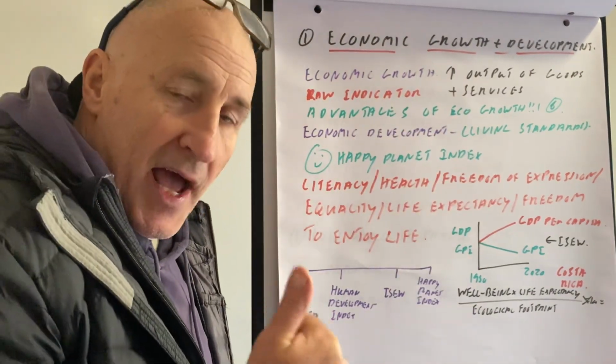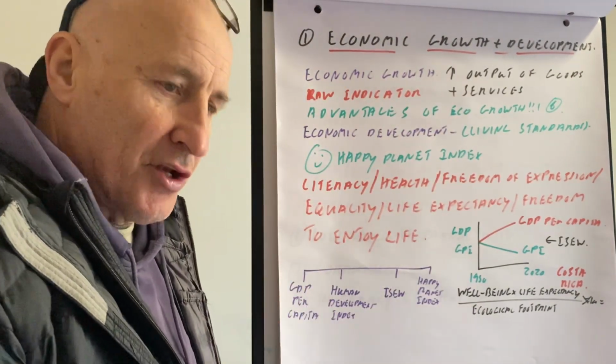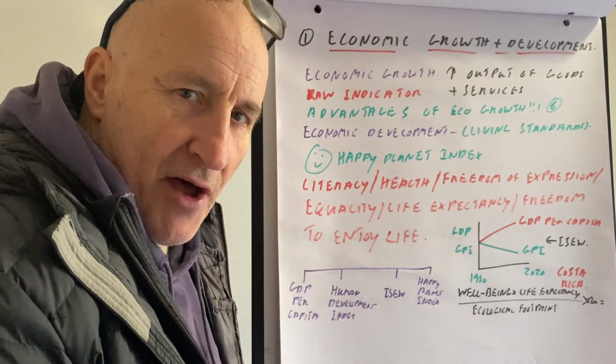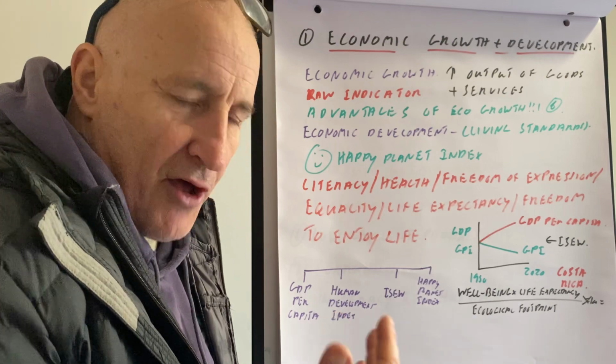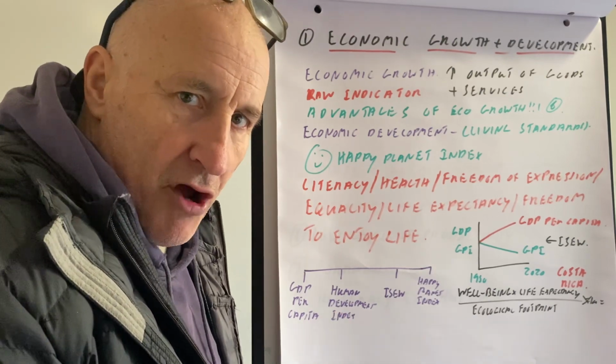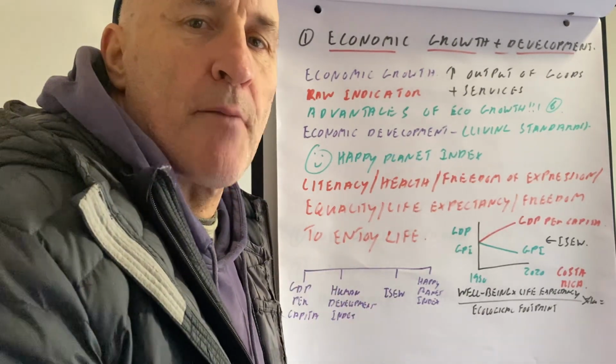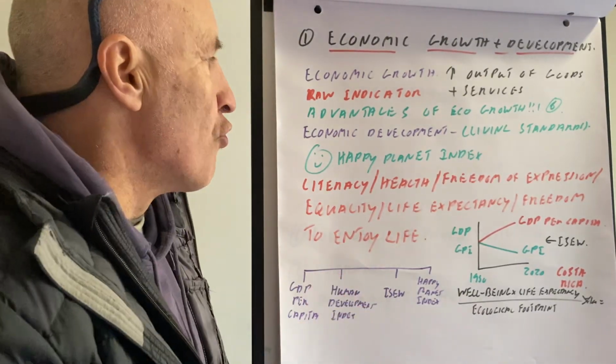It doesn't take into account inequality. It doesn't take into account pollution, how much you spend on public and merit goods. It doesn't take into account the shadow economy. It doesn't take into account the housework that you do in your own home. It doesn't take into account happiness. It doesn't take into account the purchasing power parity theory. So it is a raw indicator.